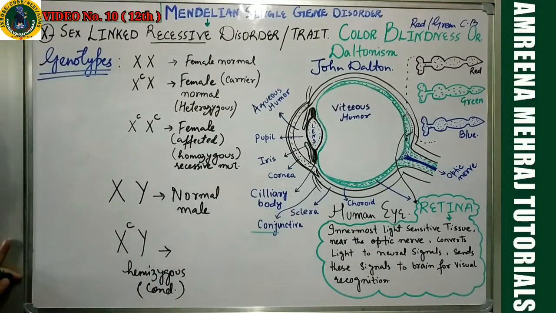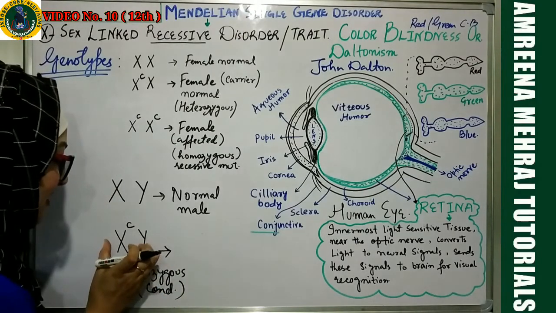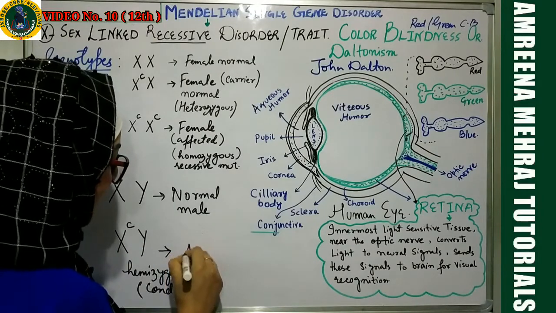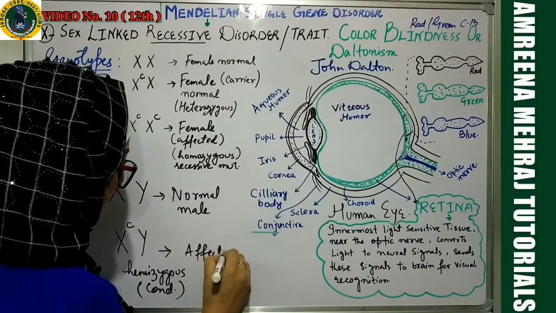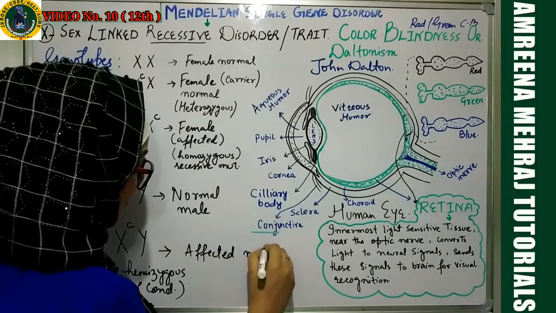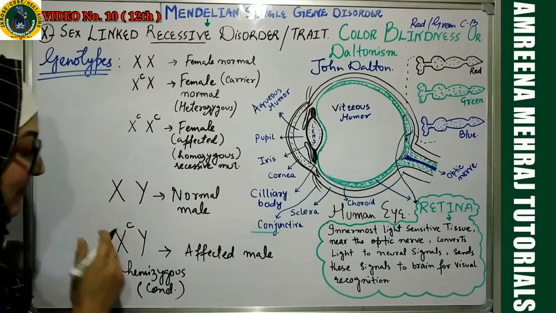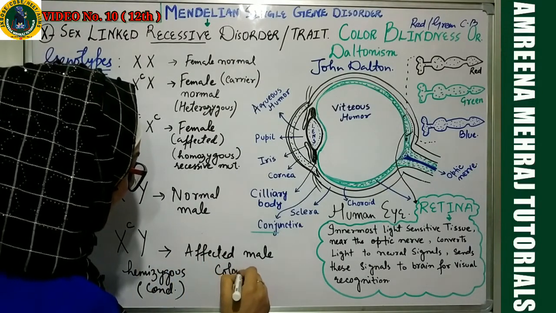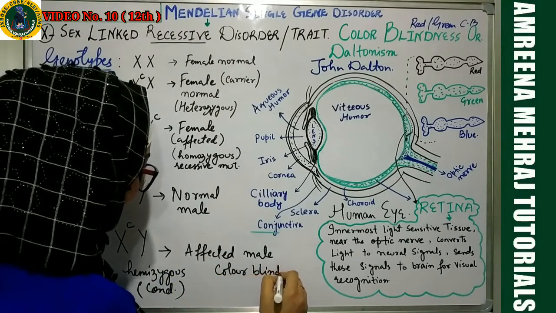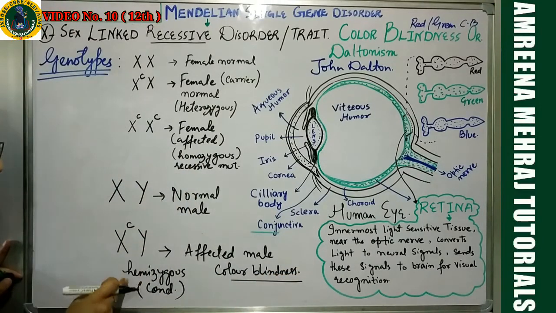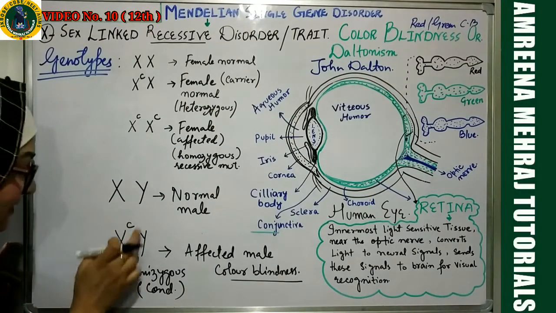I made you understand this in my previous lecture. So in this particular situation, male is stuck and male will be affected. He will be an affected male because he has the mutation. So he will be an affected male suffering from color blindness. He doesn't need to be homozygous because he catches the disease even in the hemizygous condition, because he doesn't have the other X to mask this defective X.